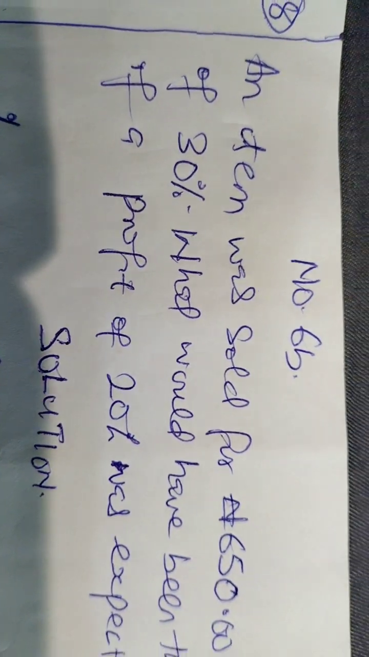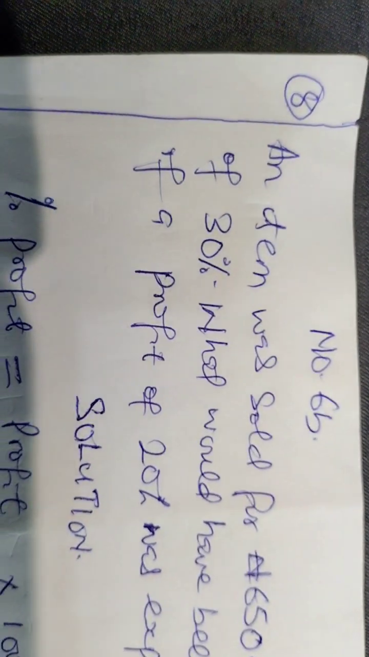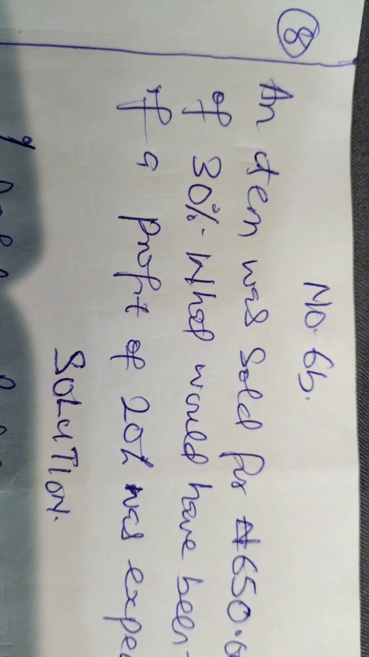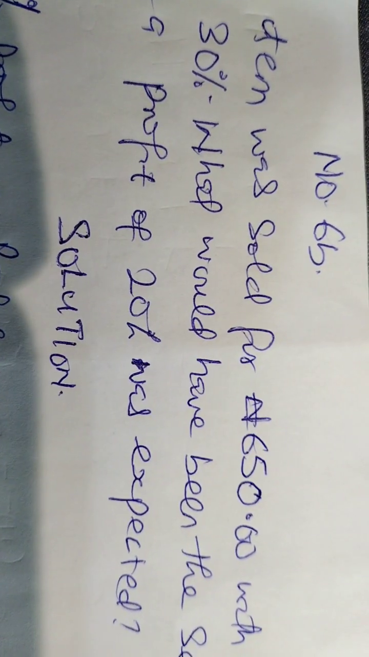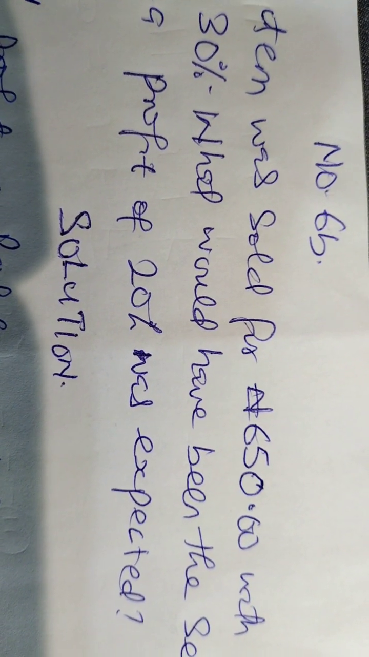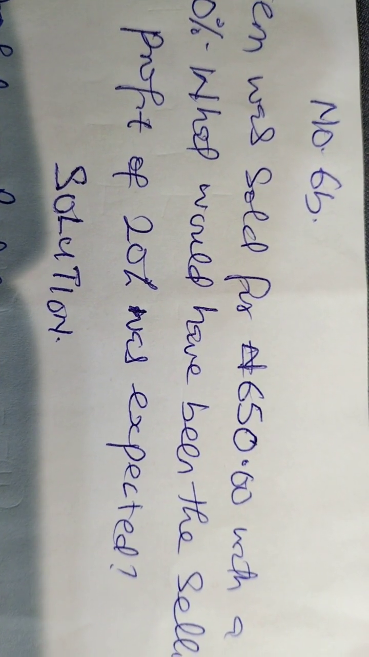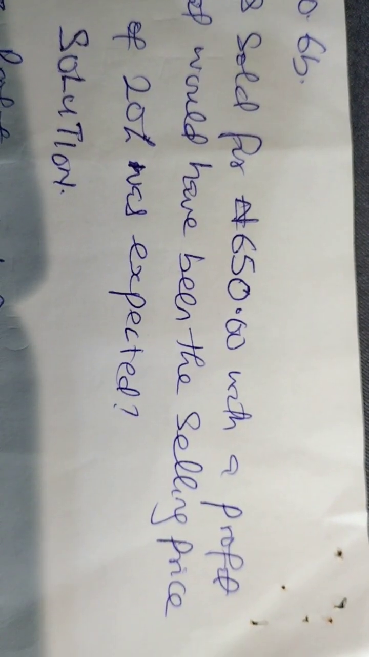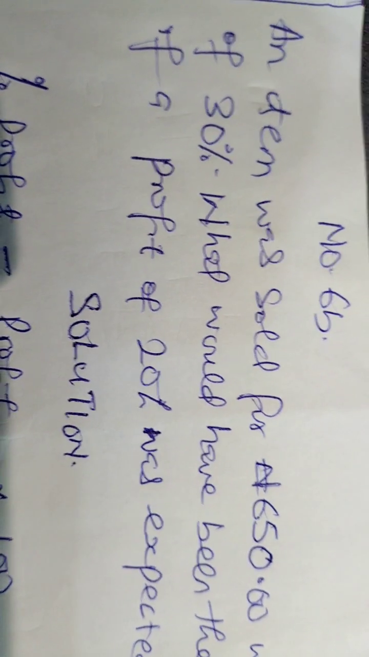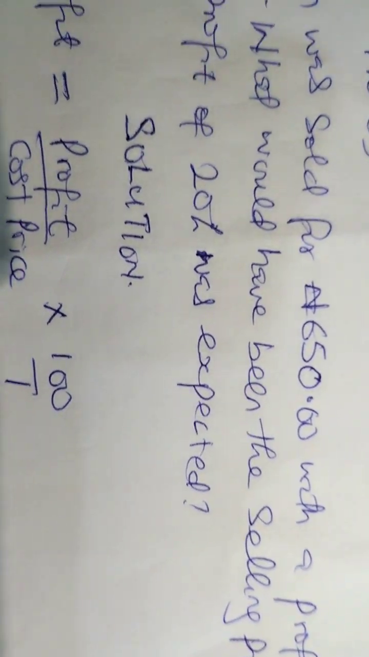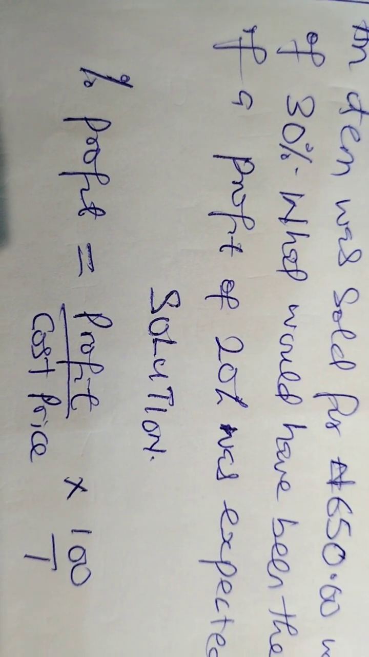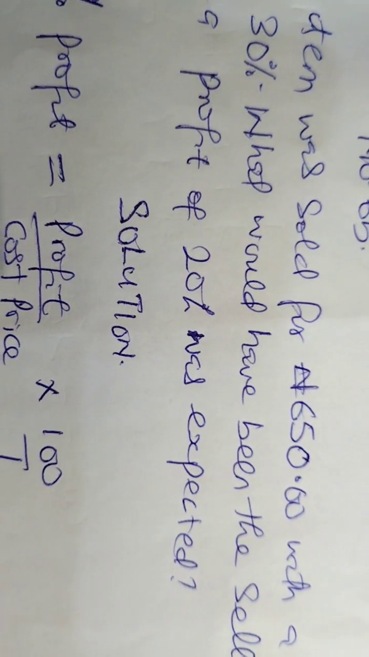We'll now go to question 6b. That says an item was sold for 650 naira, with a profit of 30%. What would have been the selling price if a profit of 20% was expected?